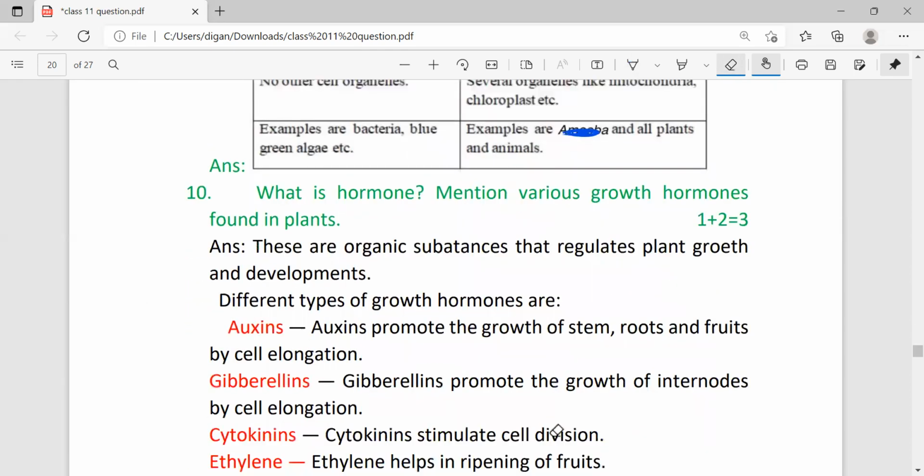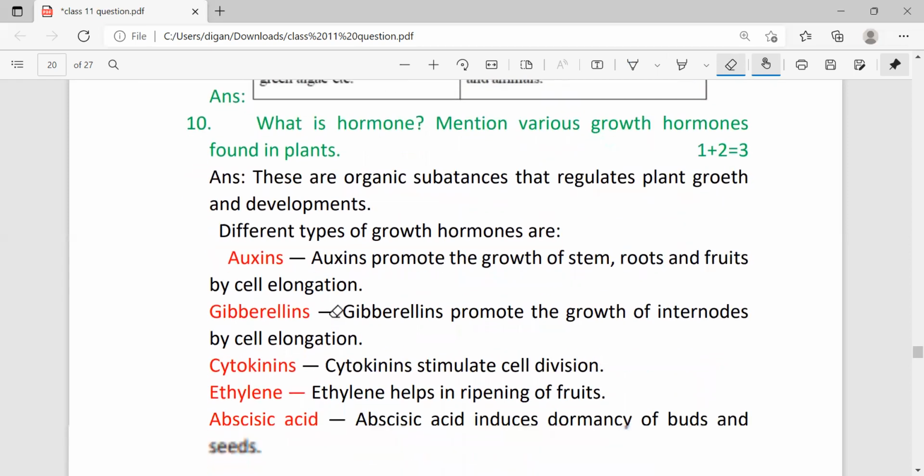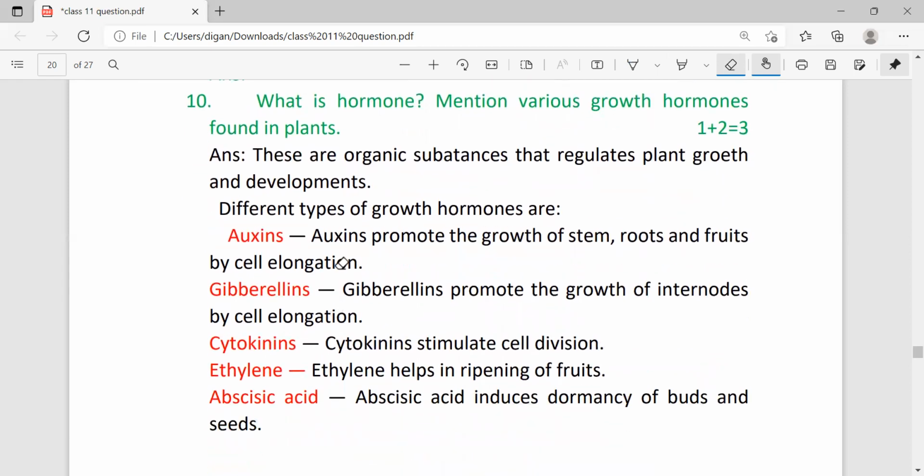That is, what is hormone? Mention two various growth hormones found in plants. So what are hormones? Here the hormone question is coming in the plant botany section. That's why here you have to write about the plant hormone. And in the previous year question paper, I have already discussed where hormone came in the zoology section. Then you have to describe the animal hormone.